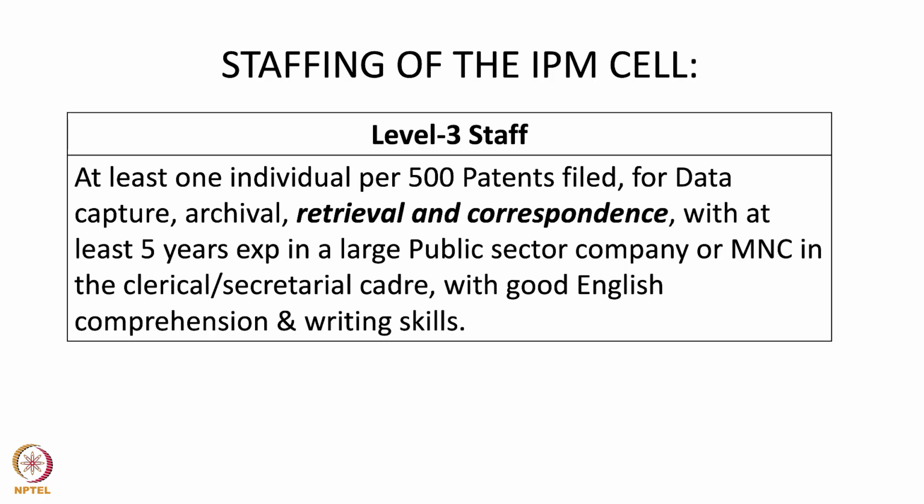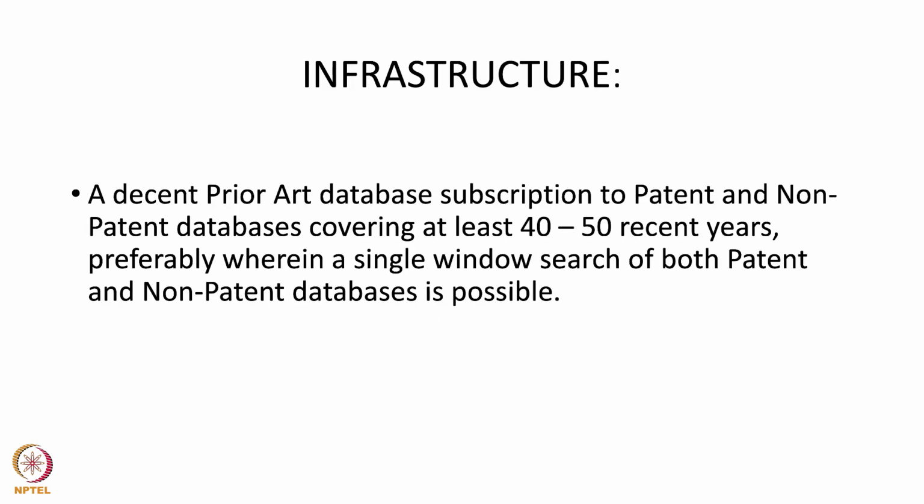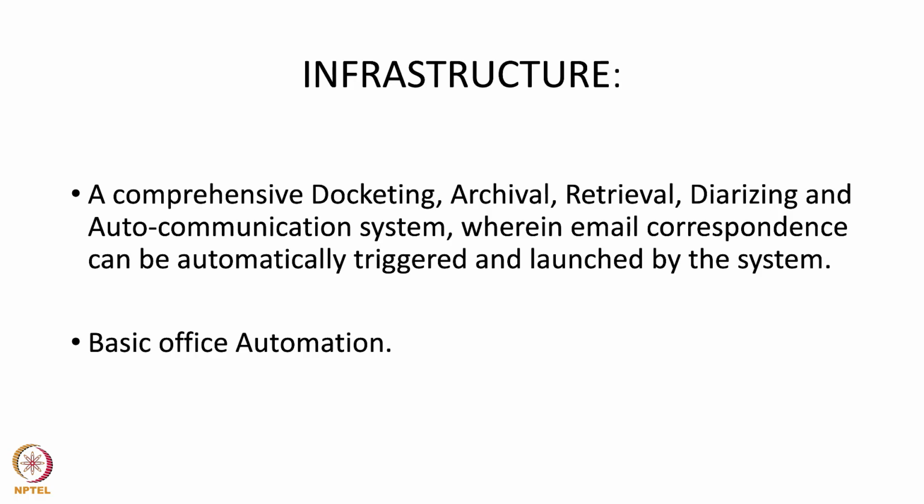Now, level 3 staff could be an individual for, say, hundreds of patents that are filed, who can do the data capture, archival, retrieval and correspondence. With regard to equipment, a decent prior art database subscription to cover patent and non-patent databases for the last 50 years would be preferable. Because of the scale, there has to be a comprehensive docketing, archival, retrieval, and there should be a process for keeping all the email and the correspondence that has been sent by the IPM Cell to different stakeholders. What we call basic office automation.